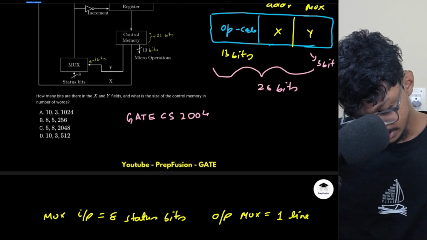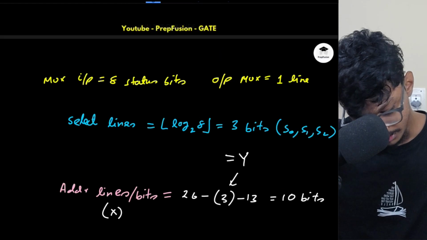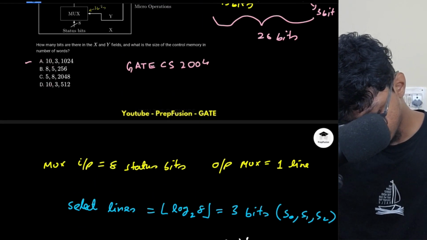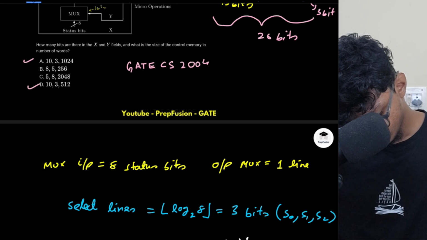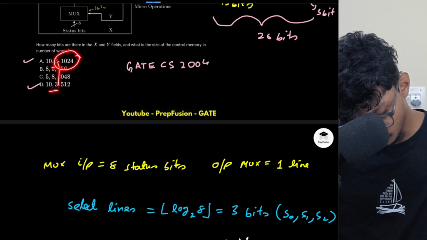So what are they asking? They are asking me, first of all, what are the X and Y fields? X is 10 bits. So 10 bits is here. So these two are the possible options. Next, Y is 3 bits. Now what is the next thing?